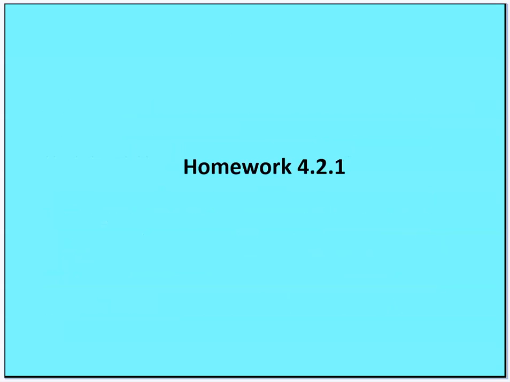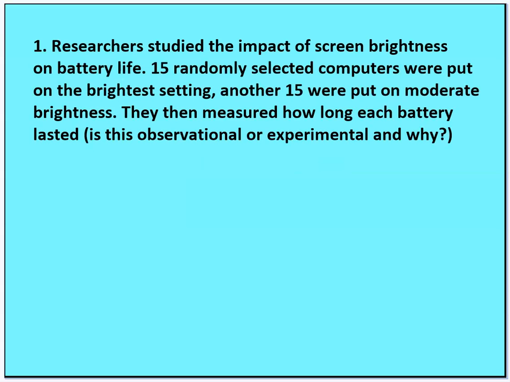Okay, so this brings us to homework 4.2.1. This is the work that you're going to do and submit. All right, so researchers study the impact of screen brightness on battery life. 15 randomly selected computers were put on the brightest setting. Another 15 were put on moderate brightness. Then the researchers measured how long each battery lasted. Is this an observational or experimental study, and why? So you can copy this down. And then I am going to move on.